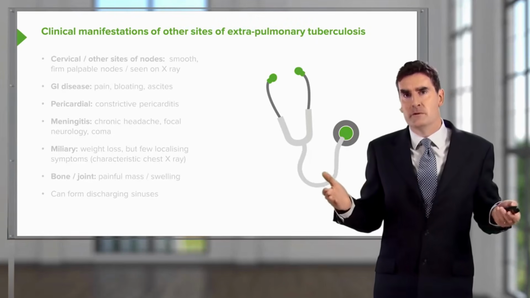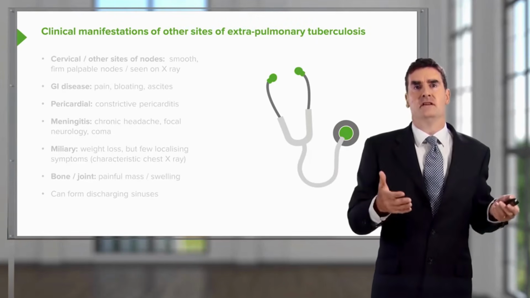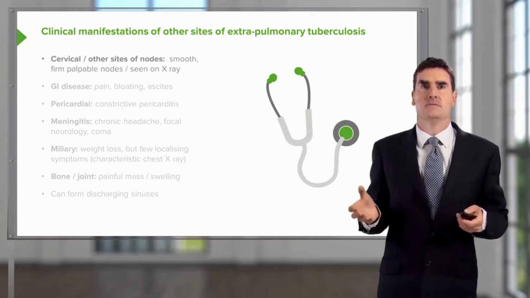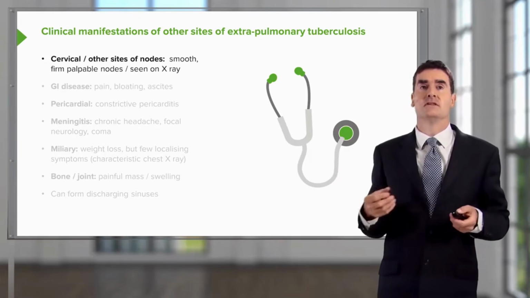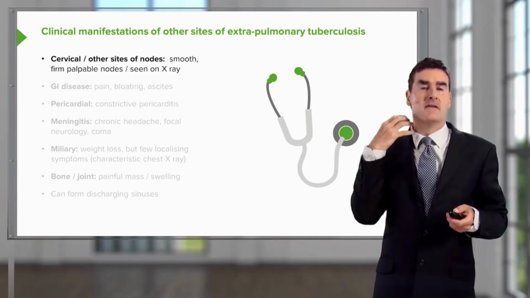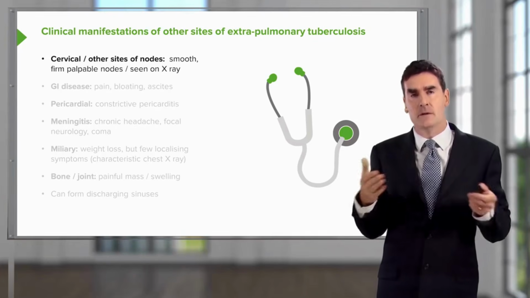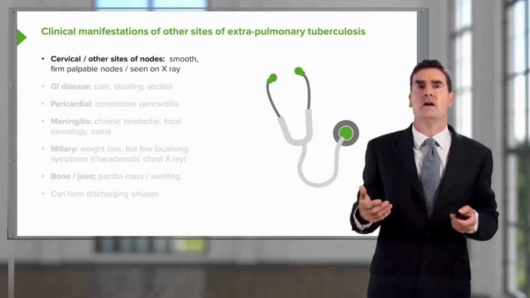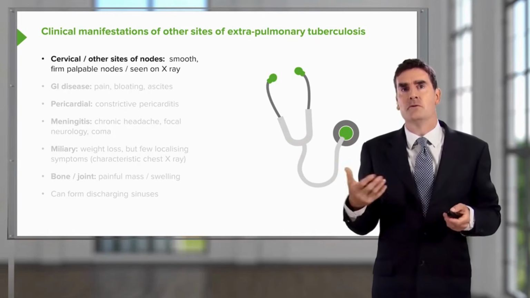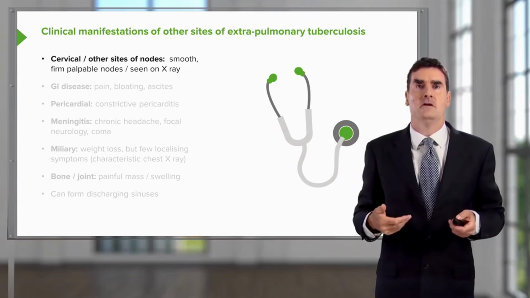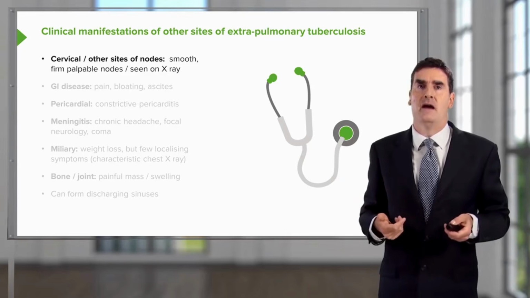Now, if you have extrapulmonary disease, how you present depends on the site of disease, clearly. So, cervical lymph node involvement is very common, and those patients will present with a lump palpable in the neck that they can feel or see themselves. And that lump tends to be smooth, it's firm, it's not particularly hot. If they have mediastinal or abdominal lymphadenopathy, then that will be identified by X-rays.